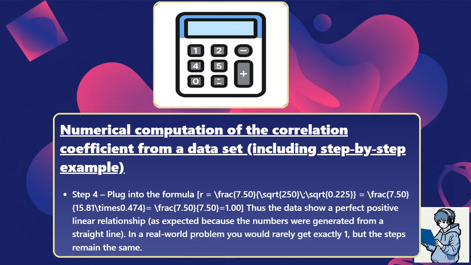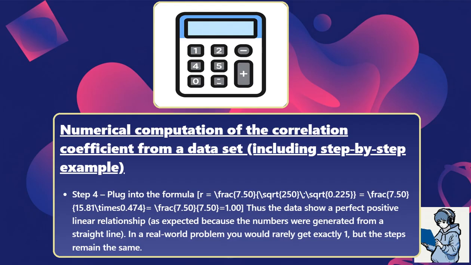Step 4 – plug into the formula. R equals 7.50 divided by the square root of 250 times the square root of 0.225, equals 7.50 divided by 15.81 times 0.474, equals 7.50 divided by 7.50 equals 1.00. Thus the data show a perfect positive linear relationship, as expected because the numbers were generated from a straight line.